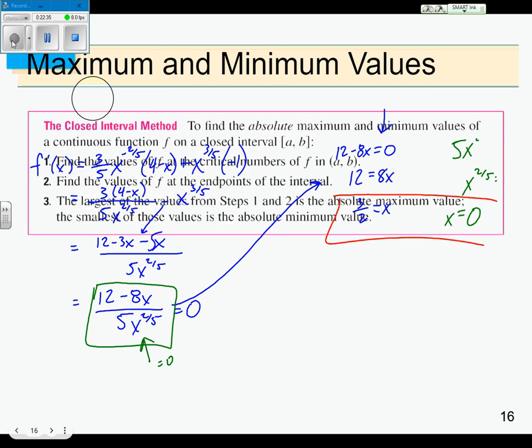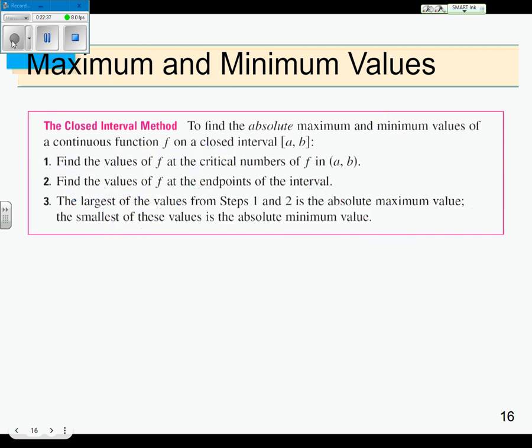So here's my closed interval method, a little three-step process. I want to make sure it's continuous and closed. That's not going to be an issue. I know I tried to throw you off on that earlier. It's not going to be an issue on this.